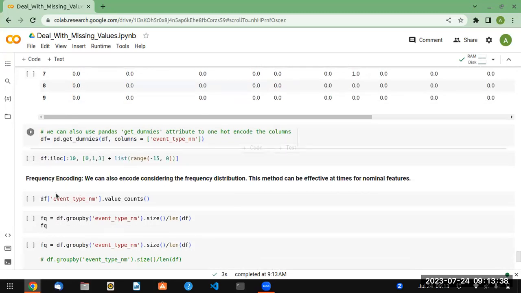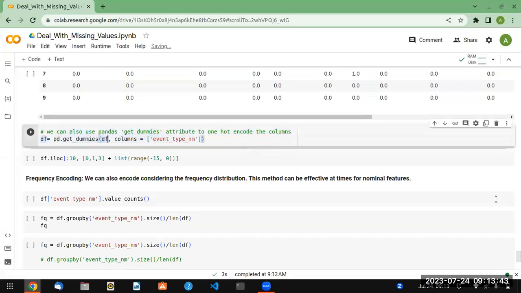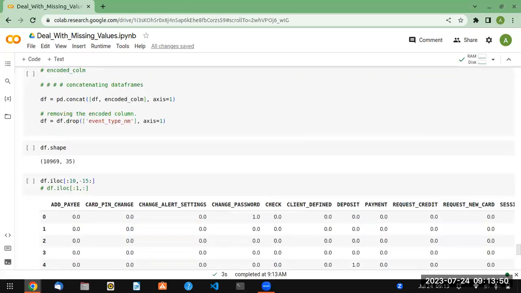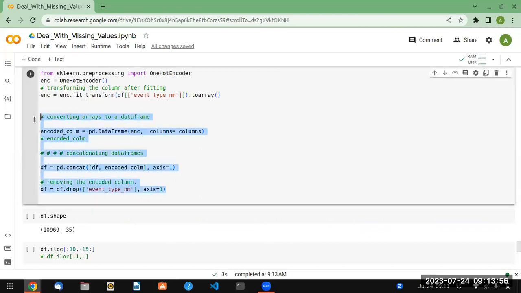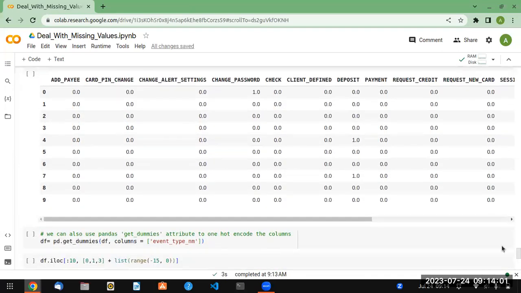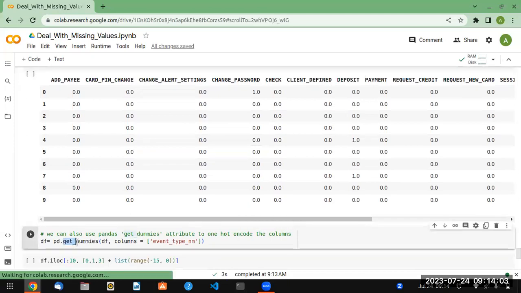So event type name is suppose, and yeah guys, I forgot to tell about this line. What we did was not frequency encoding, it is all about one hot encoding. So what you are doing here, concatenating, then creating the data frame, then dropping the column, whatever you are doing here, in pandas we have an inbuilt function to use, that is called get dummies. Get dummies is nothing but whatever we did in the one hot encoding, you can do with one line.